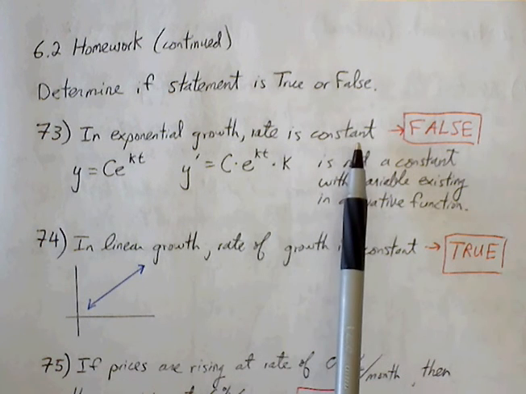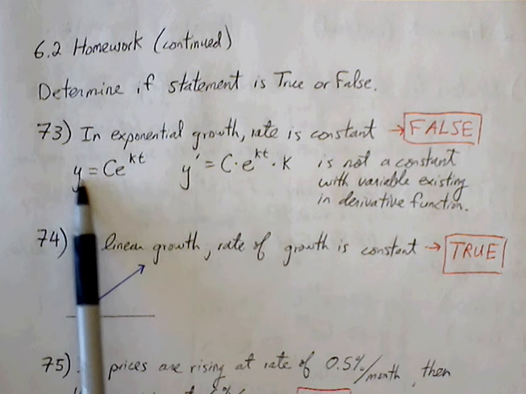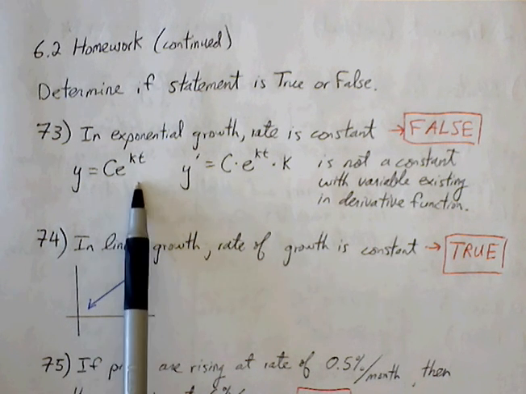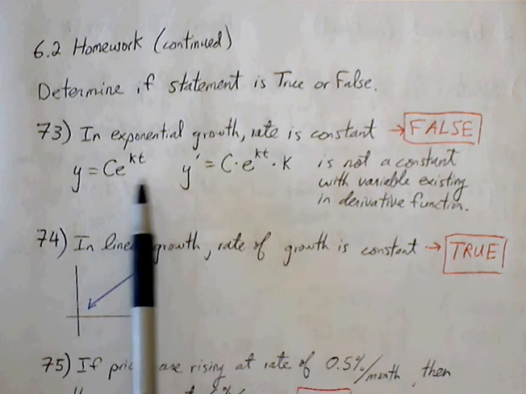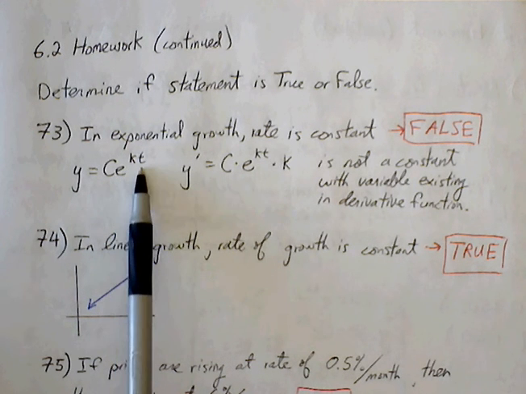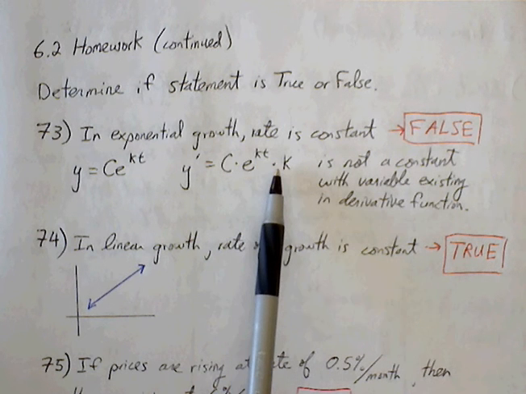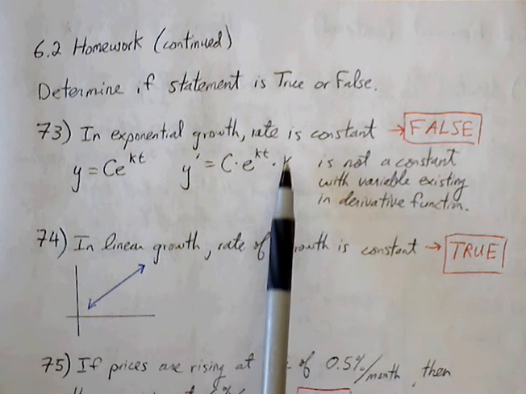So we know that the rate is not going to be constant because if y is equal to ce to the kt, here's our exponential growth function. If we try to find the derivative, the derivative of e to the kt is e to the kt times the derivative of kt, which is just going to be k. And we know this won't be a constant because we have a variable in the derivative.